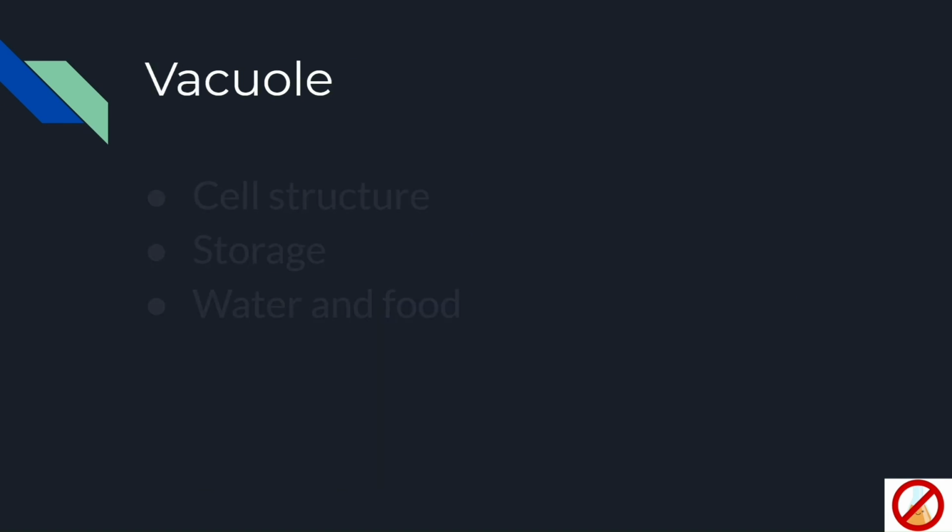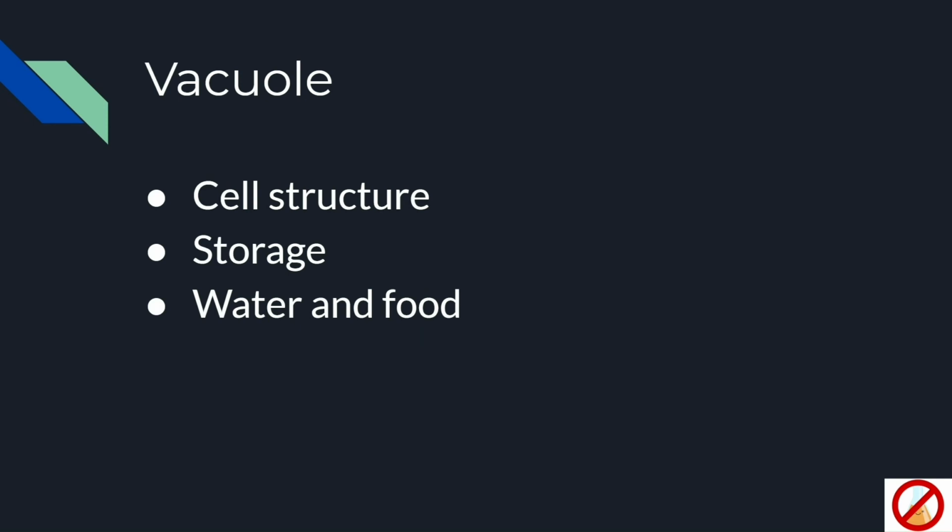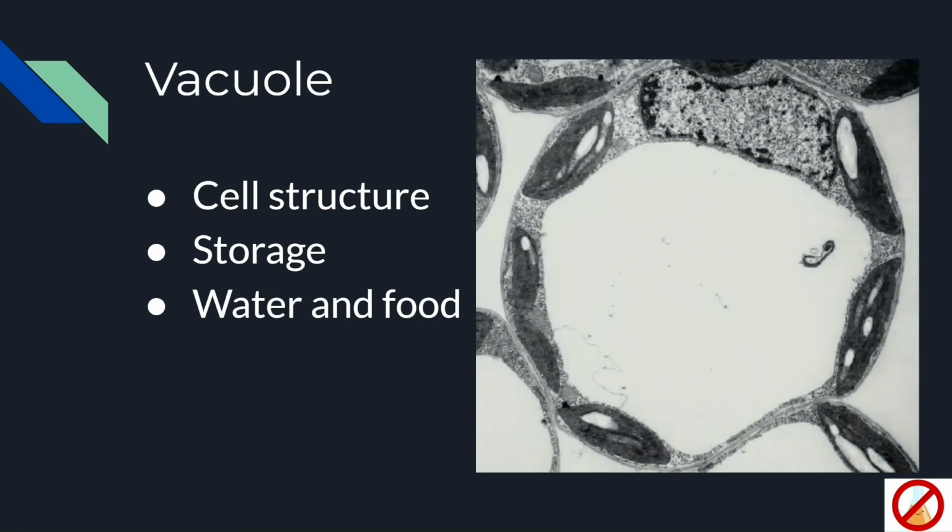Vacuole is pretty simple. It's basically just for cell structure, and it acts like a storage as well. It stores water and food, those nutrients or the products of photosynthesis. It's basically a giant space, and it's mainly made out of water. It's just to make sure the cell stays rigid, stays in shape.